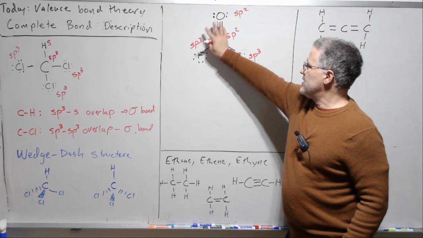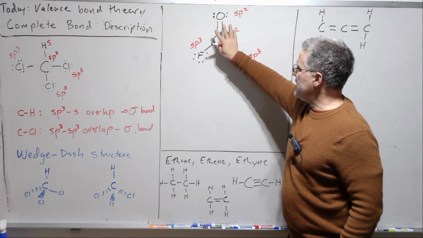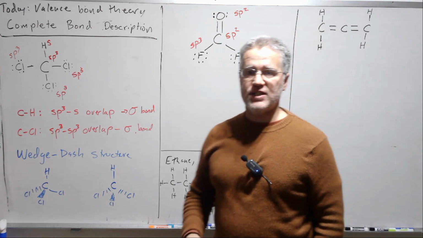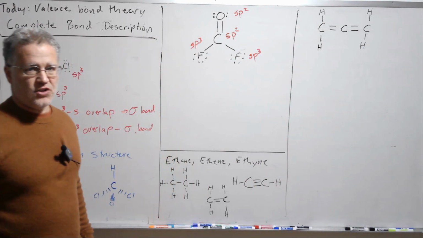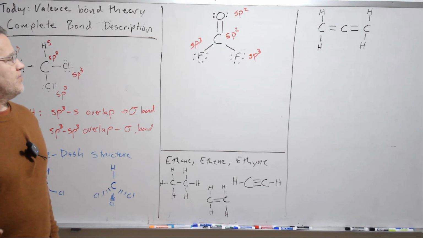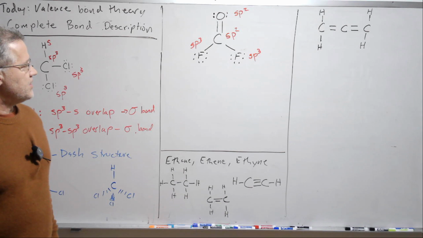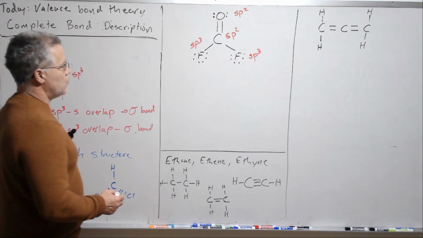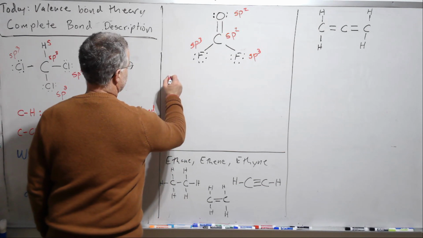This is going to lie in the plane. So this is the wedge dash structure for this molecule. There are no wedges, there are no dashes. It's still the wedge dash structure. Just everything lies in the plane. And if everything lies in the plane, the best way to draw that on a sheet of paper is to put all the bonds in the plane. Okay, so there's our wedge dash structure. Let's do the complete bond description.